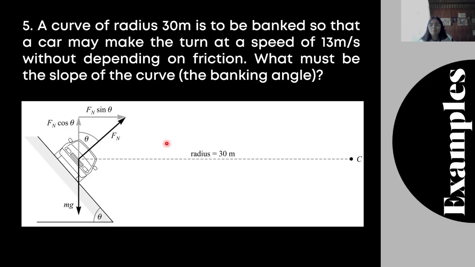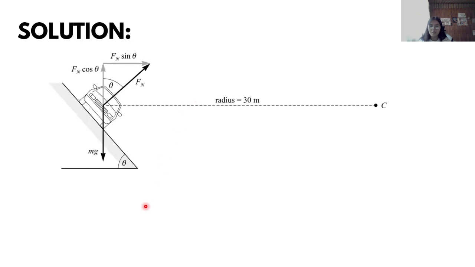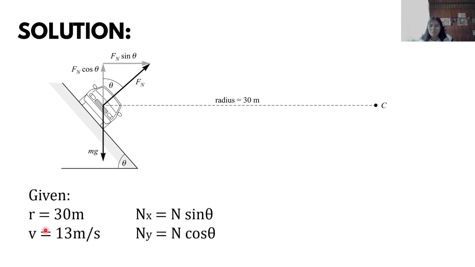Last problem. So, a curve of radius 30 meters is to be banked so that a car may make the turn at a speed of 13 meters per second without depending on friction. What must be the slope of the curve? So, for solution tayo, meron na again ng FBD. Okay? So, given radius, velocity, 13 meters per second.